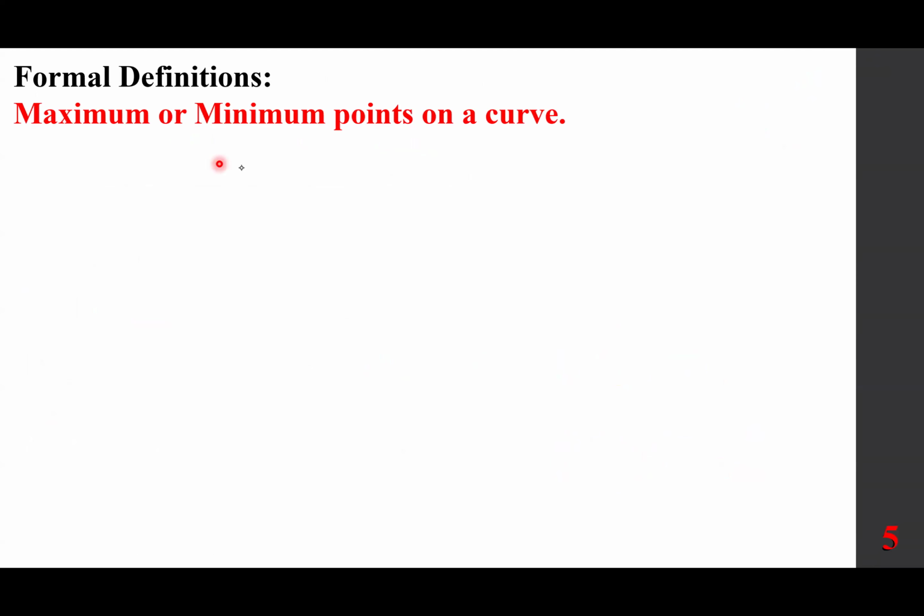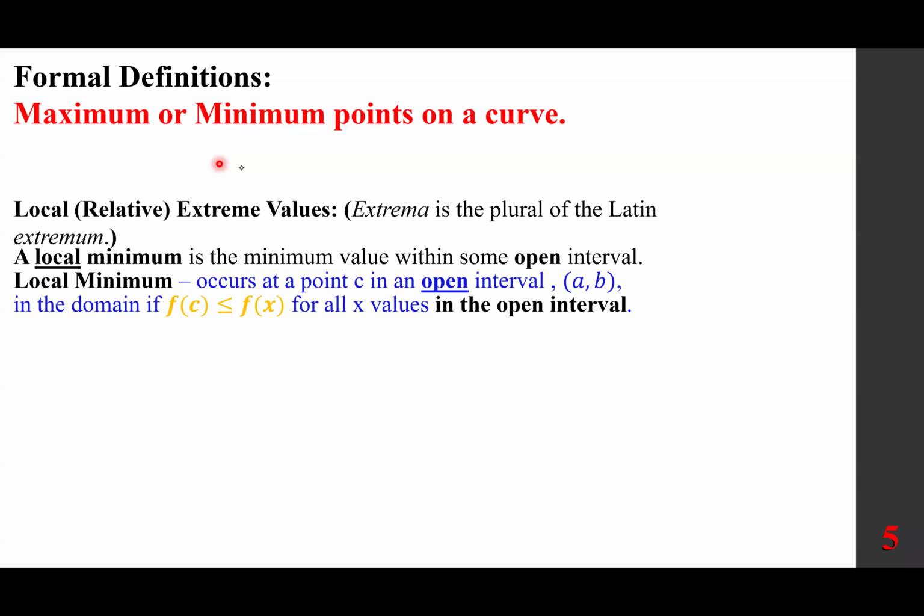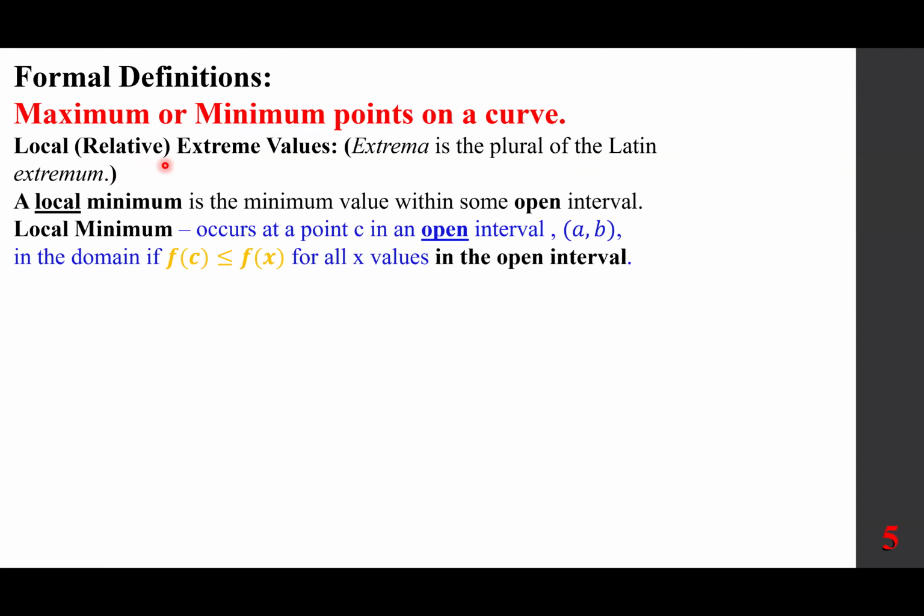Now, we want to look at extrema, maximum or minimum points on a curve. So here are the definitions. Local, also known as relative, extreme value. Extrema is the plural of the Latin extremum. A local minimum is the minimum value within some open interval. A local minimum occurs at the point c in an open interval a to b in the domain if f of c is less than or equal to f of x for all x values in the open interval.